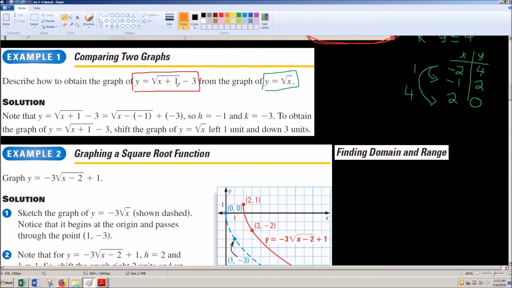So when I do this, two things are coming into play. This, which is an h value of -1, again, always opposite the way that it looks, and here I have a k value of -3. So what does this actually mean? So the h value of -1 means I'm going to go left 1 unit, and then my k value of -3 means I'm going to go down 3 units. So from there, I'm good to go. So in terms of how does this graph differ from its parent function, it's going to shift left 1 and down 3. That's it.